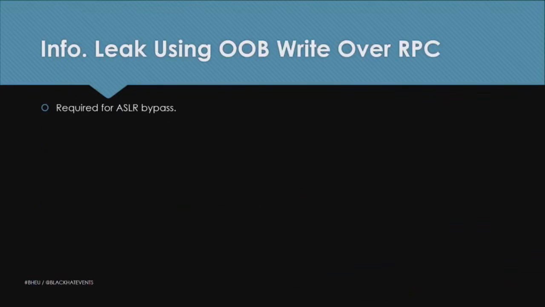So we have talked about this out-of-bound write. Now, how can we do some interesting stuff using that out-of-bound write? ASLR is something that has to be bypassed to be able to perform exploitation in a modern operating system. So now we are going to take a look at how we can bypass ASLR using that out-of-bound write.